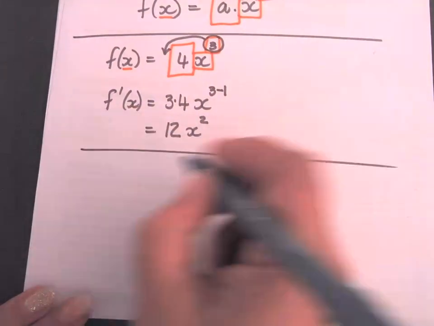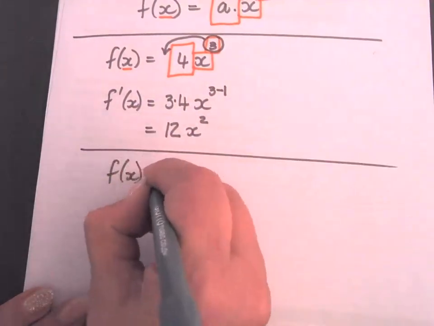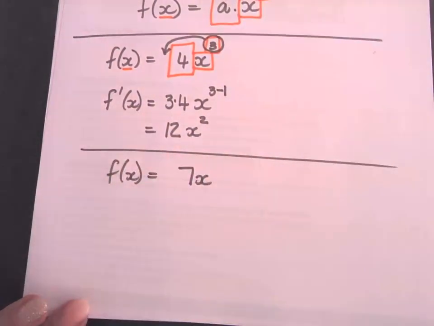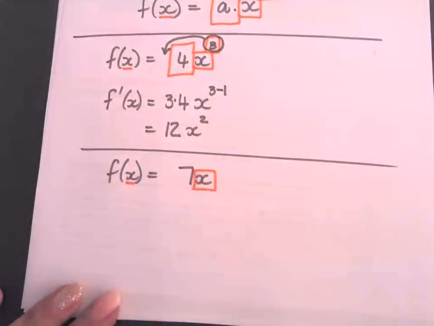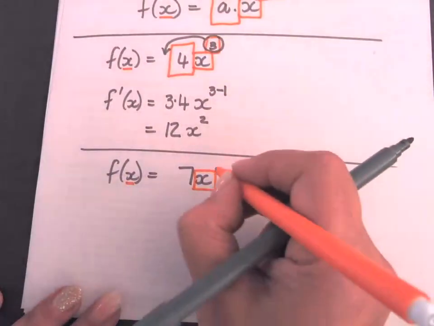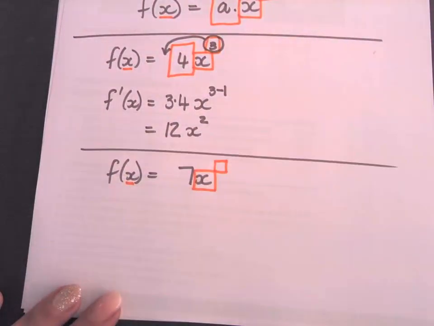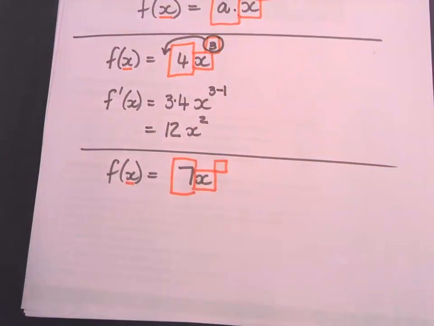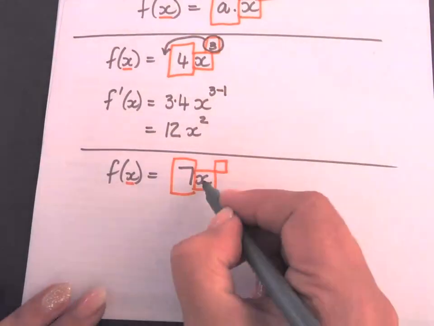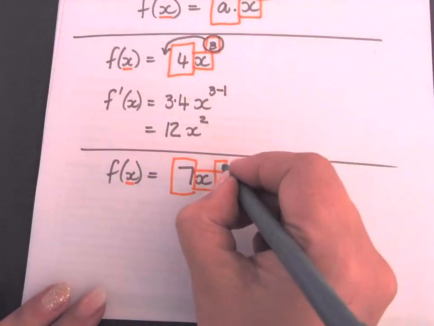Our next example, f(x) equals 7x. First, check the form. You have to have 3 boxes. I'm working with x, so I need my x. This x must have an exponent and a coefficient. What is the exponent? 1.